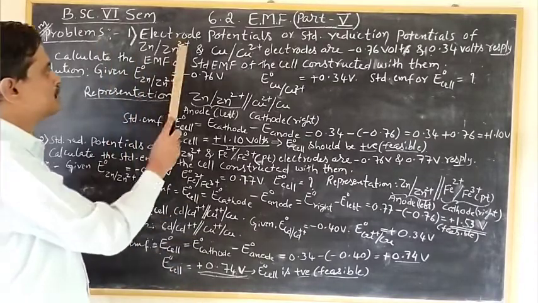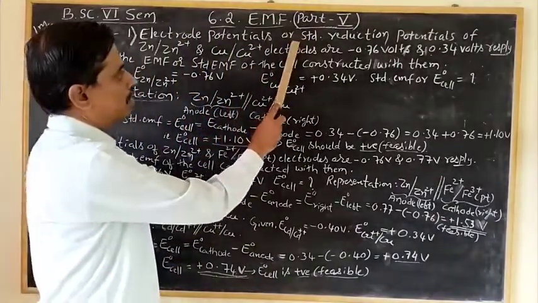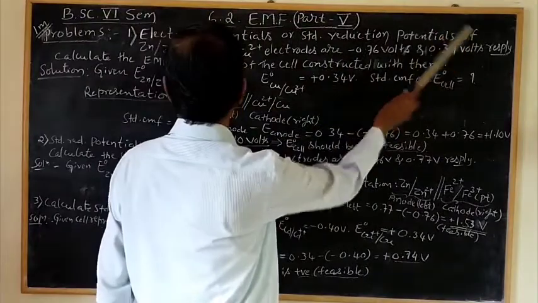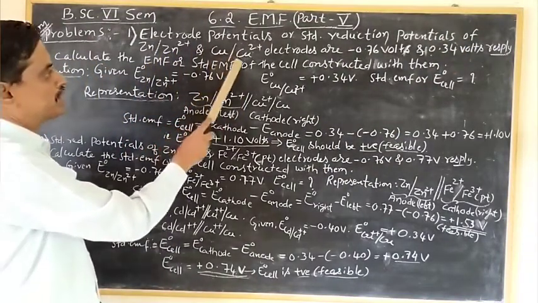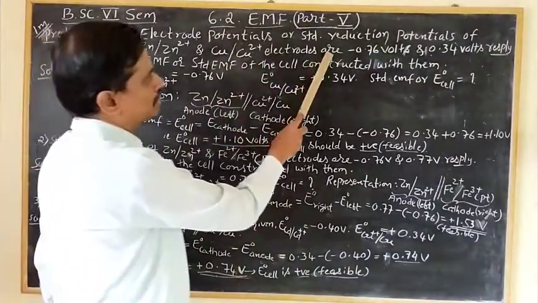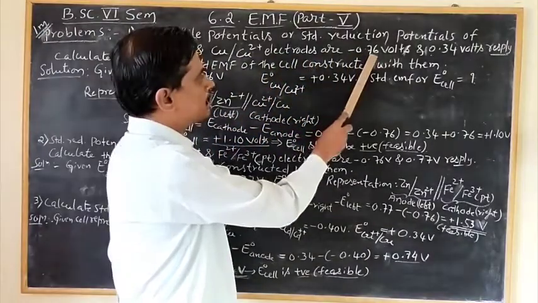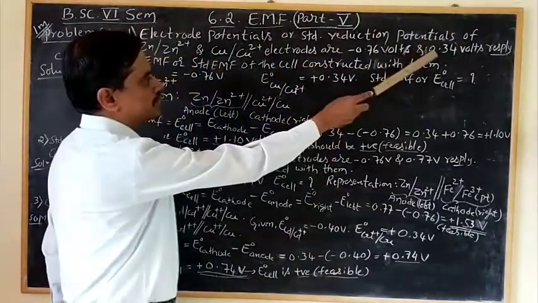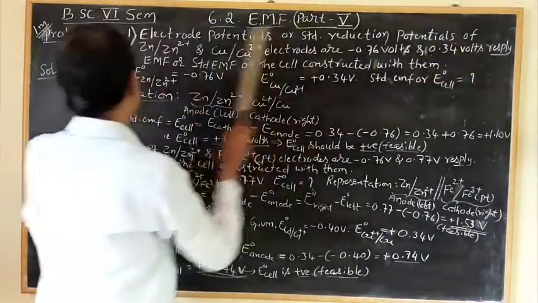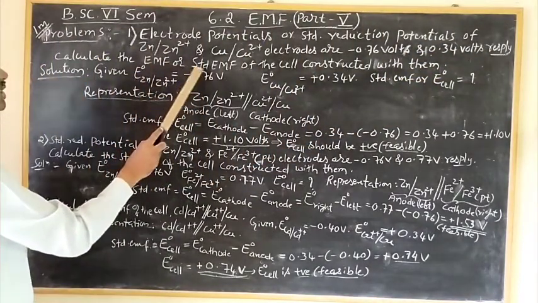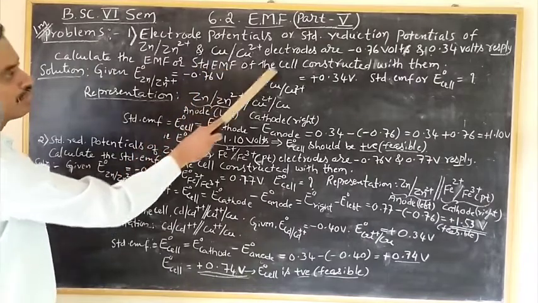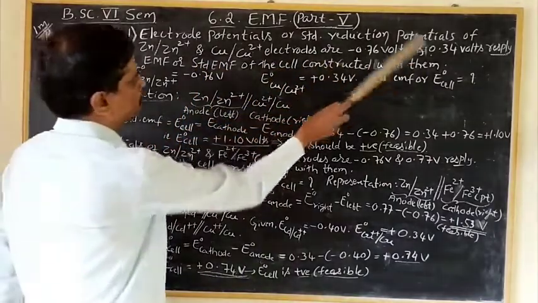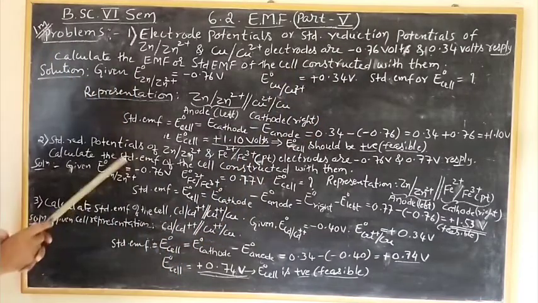So the first problem: the standard reduction potentials of zinc, Zn bar Zn2 plus, and Cu bar Cu2 plus electrodes are minus 0.76 volts and 0.34 volts respectively. Calculate the EMF, or sometimes in the examination they will ask for the standard EMF of the cell constructed with them. Then you try the solution.